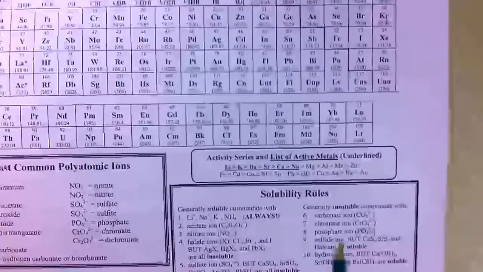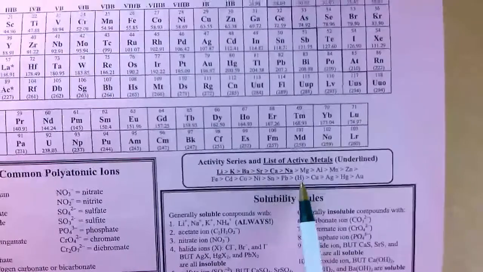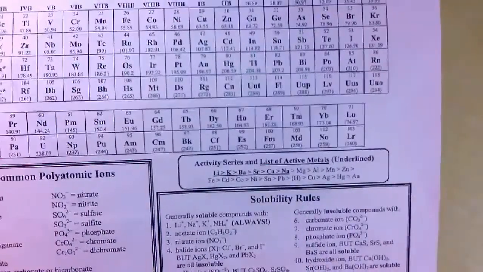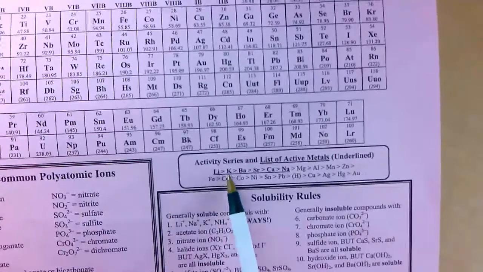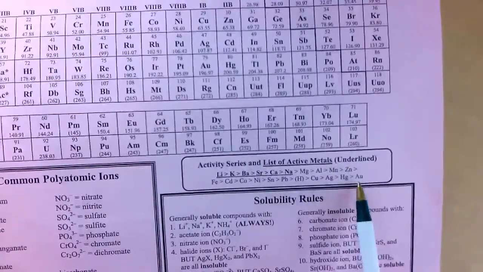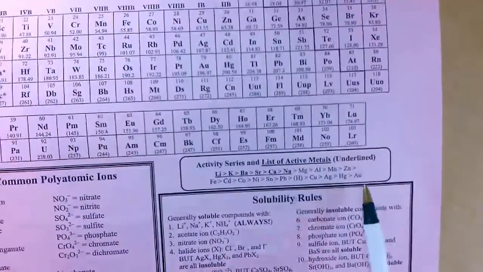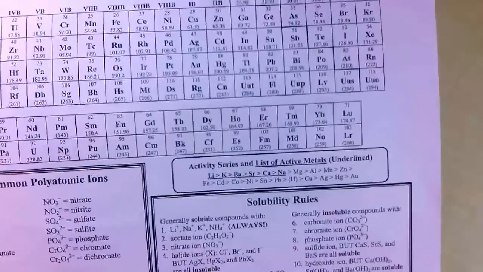The activity series on our periodic table is a list of metals, and hydrogen is in there, and they're in order of activity. Lithium is the most active, followed by potassium, then barium, strontium, etc. And we go all the way to the end, we find gold. Gold is not very reactive, which is why it's good for making jewelry.